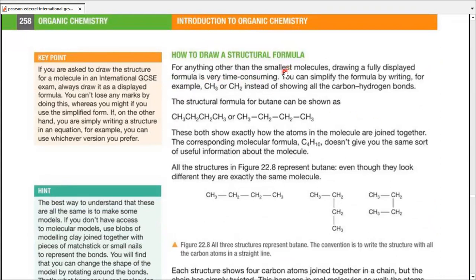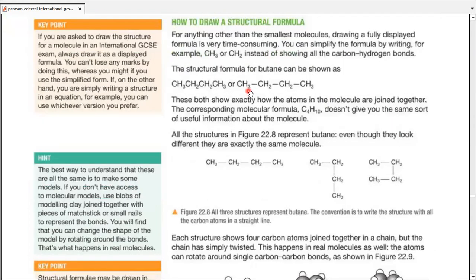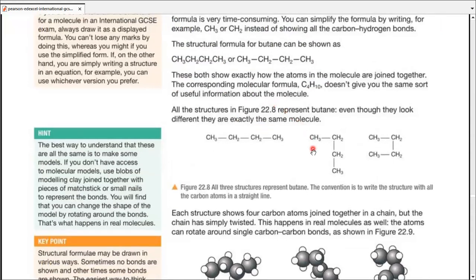Okay, now how to draw a structural formula? For anything other than the smallest molecules, drawing a fully displayed formula is very time-consuming. So what we do is condense them into condensed structures. We try not to show the carbon-hydrogen bonds, as I just explained. So I give you the same explanation for butane, writing it in this way or this way. I hope you understood those. Let me tell you that even if they don't look the same, they're actually the same molecule.